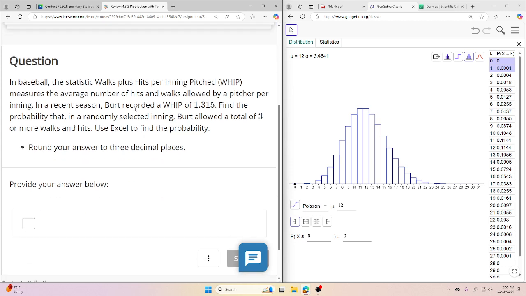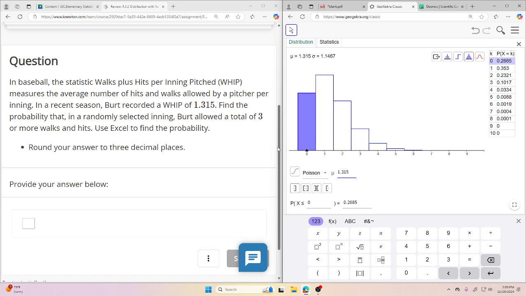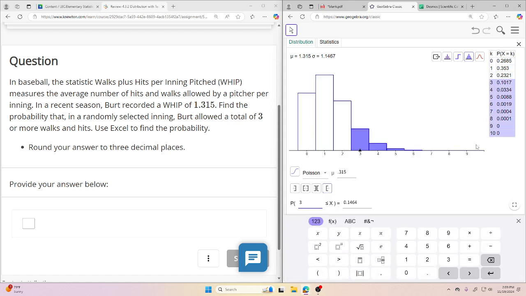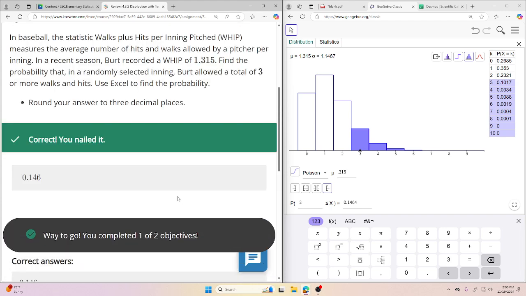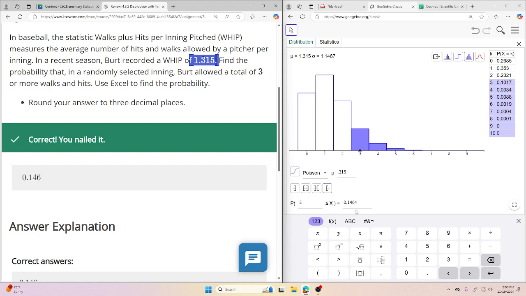Let's try this again. What is that? I don't know. Do y'all know what it was? Oh, walk plus hits. Okay, whatever. That's fine. So here we go. 1.315, and it says a total of 3 or more. So we're gonna do 3 or more, and that's this stuff. Can't be wrong every time, right? Oh, 3 decimals. Hit it. I didn't even really read it, but the point was that was my average. They said 3 or more, so I put it in, and there we go. That was a pretty straightforward one.